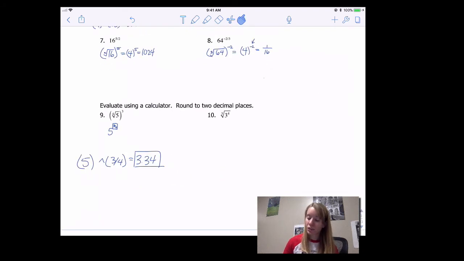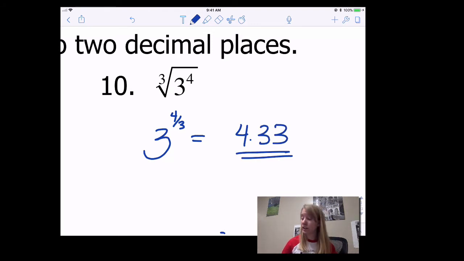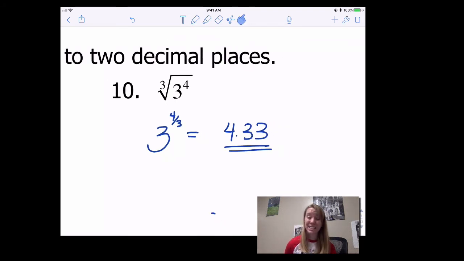And number 10 is 3 to the 4th in the 3rd power. So again, I've got 3 is the number, and then the power is 4, the root is 3. So I'll do 3 caret 4 divided by 3. Hit enter. I'll get 4.33 this time because I've got to round correctly. So check that one in your calculator because you get 4.326, and that's why we round to 4.33.